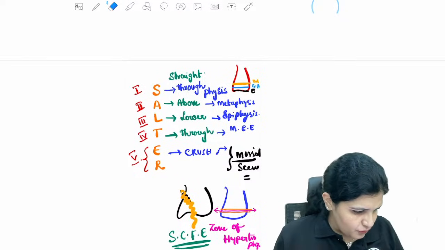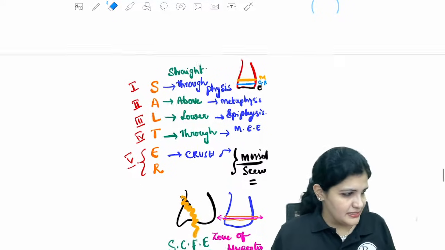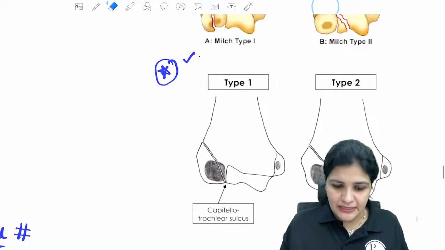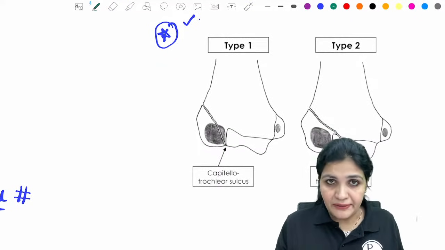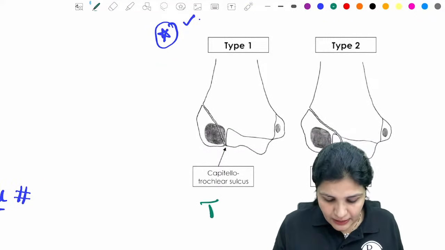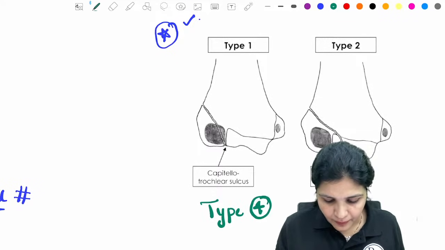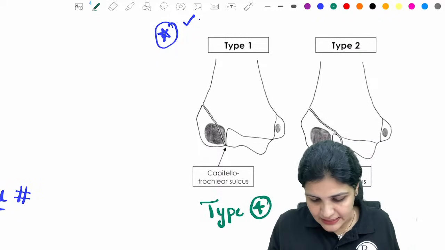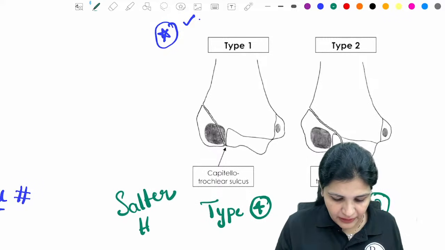Next, Mahesh, in type 4, metaphysis, physis, epiphysis, all three. Yes. In type 1, only the physis. Yes, correct. So why I'm telling so much about this physis here is because you have to remember this particular type 1, and this is Salter-Harris type 4, right? And this is Salter-Harris type 2. That is why I have taken a brief.